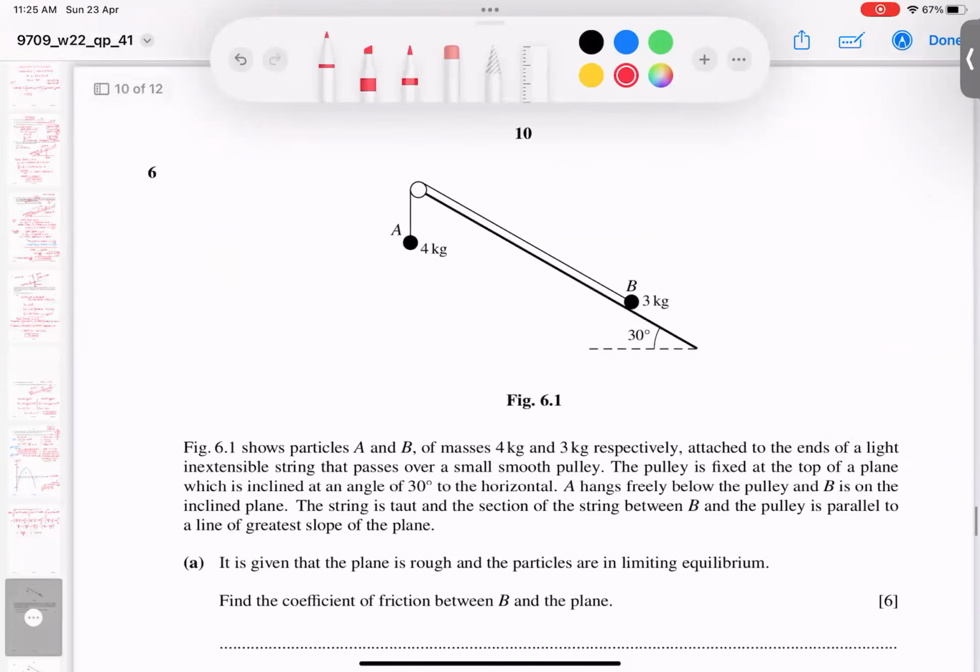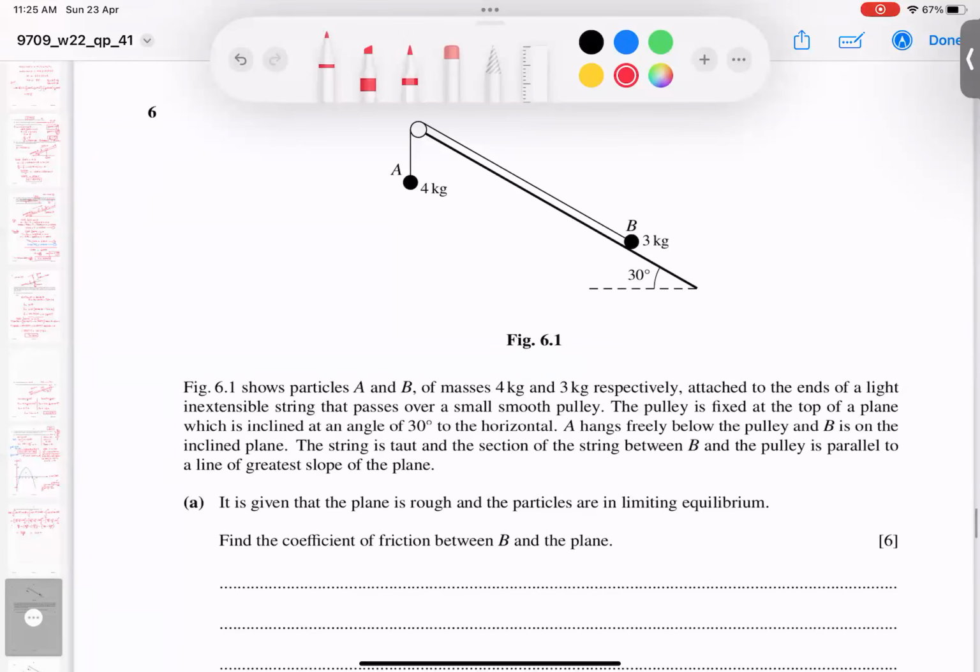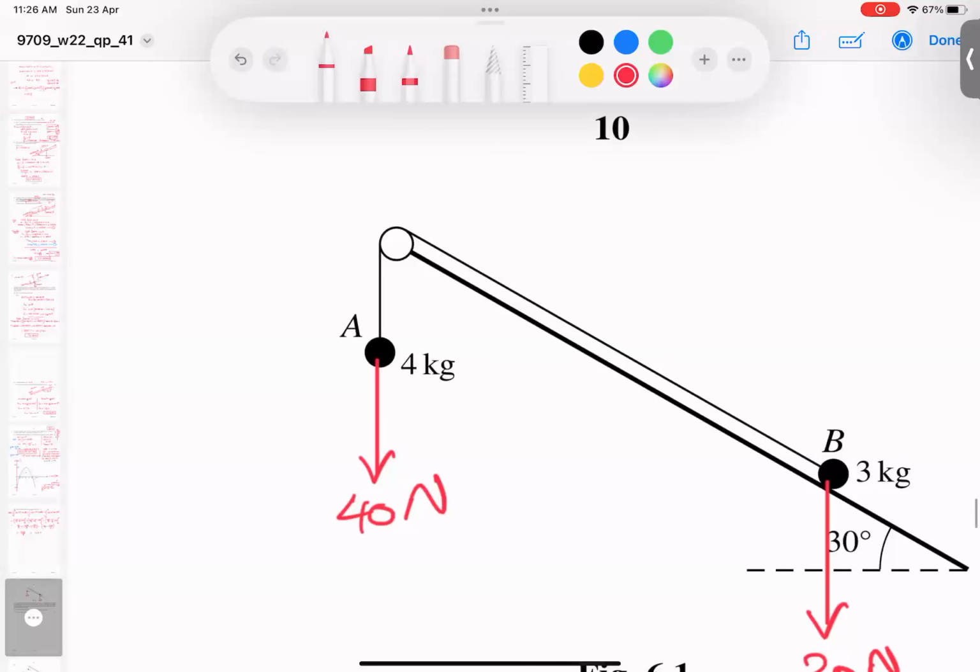Let's go for question number 6. In question number 6, we have mentioned clearly that particles A and B have masses given as 3 and 4. So A's mass is 4, which means this weight hangs down 40 newtons. B's mass is 3, so this weight is down 30 newtons. And you know in this kind of situation, tension is always towards the pulley.